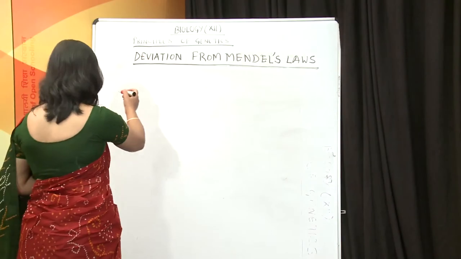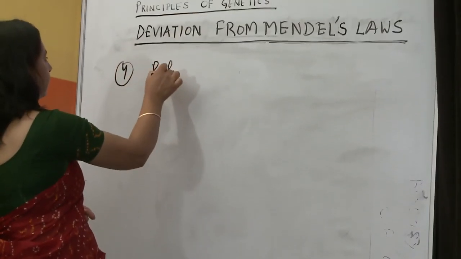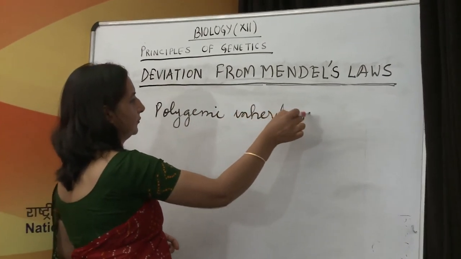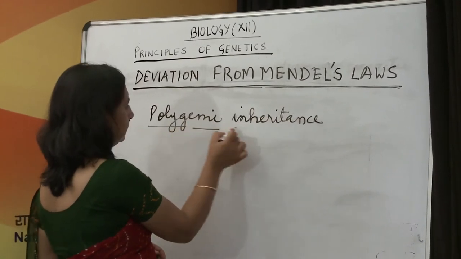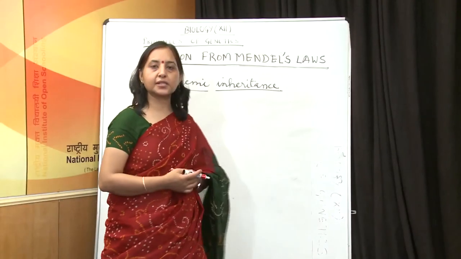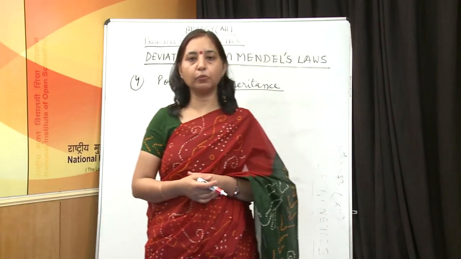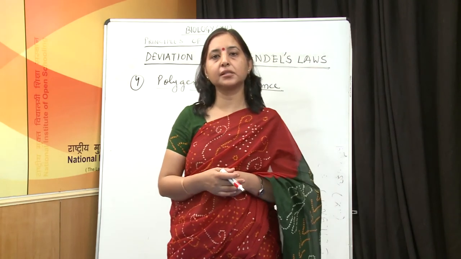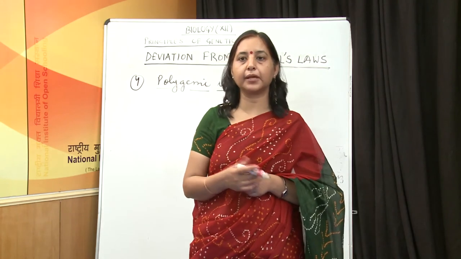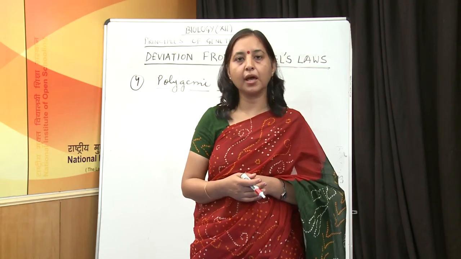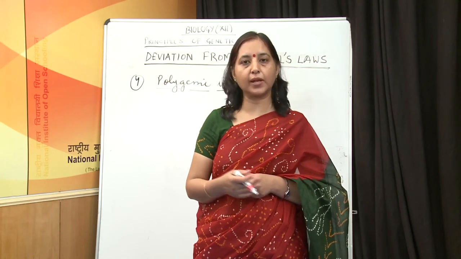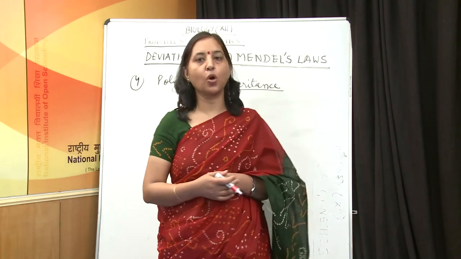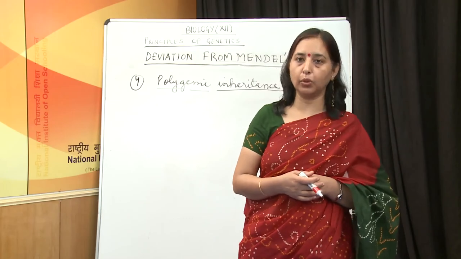Next is polygenic inheritance. It is just the opposite of pleiotropy. In pleiotropy, one gene is controlling many traits. Here the reverse happens. That is, many genes control one trait. And the best example can be seen in the height in human beings and also the skin color in human beings, as well as the kernel color in wheat. So these are the three best examples to explain polygenic inheritance, wherein many genes are controlling only one trait.